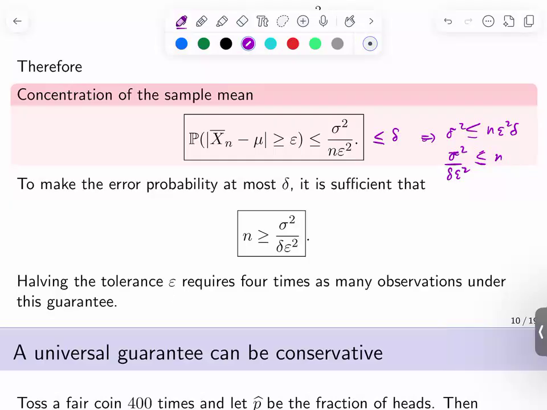If you change the epsilon, you can see a square. So the dependence is delta here and epsilon squared. If you change the tolerance by a factor of 2, then you'd need 4 times more. So if you want to halve the length of the interval, then you need 4 times more.